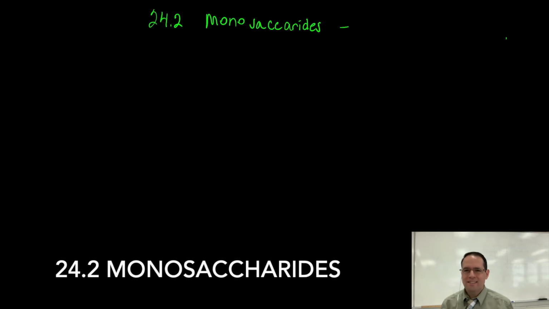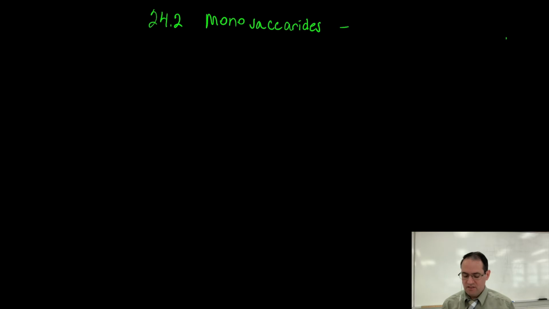Welcome back. Section 2, we're talking about monosaccharides. Monosaccharides are simple sugars, okay? And it's a Latin derivation, it just means sweet. But anyway, monosaccharides are simple sugars. They're not dimers or trimers or a polysaccharide, which might be cellulose, okay?